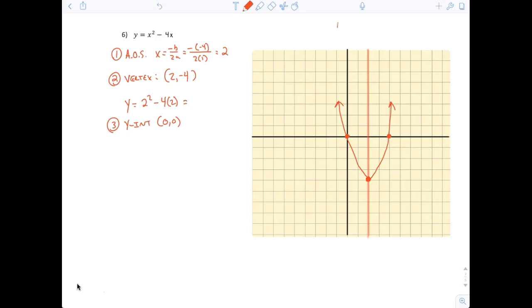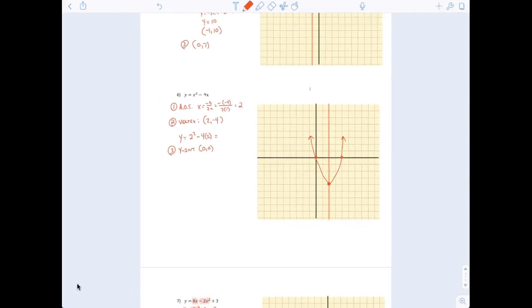Any questions with that? All right. So now what I want to do is show you how to use your calculator. Everybody has their calculator. Pull out your calculator. Let's take a look at it now.